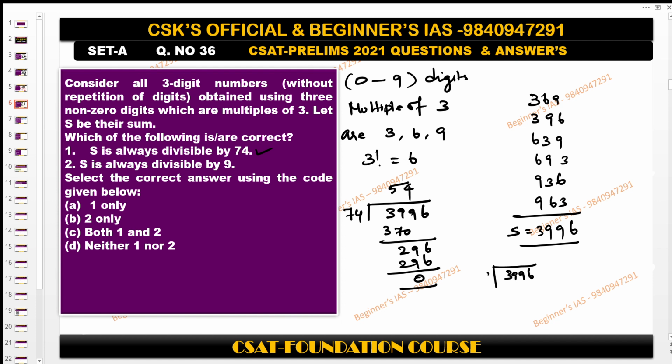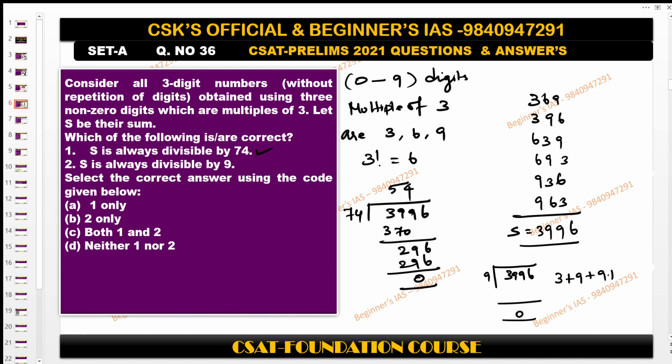3996, divisibility by 9. If you know the divisibility concept of 9, you can easily do this. So what is the divisibility by 9? If the sum of the digits is divisible by 9, then the number is divisible by 9. With that logic itself you can save time, or else you can go with this method also. If the remainder is 0, then the number is divisible by 9.